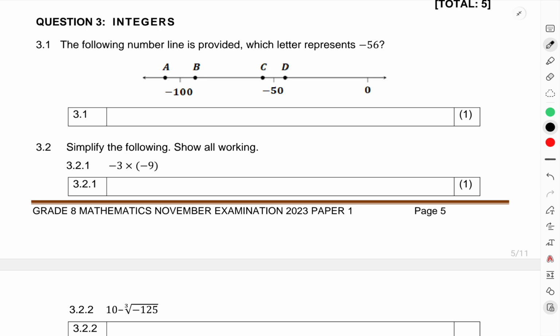The following number line is provided. Which letter represents negative 56? Obviously, we have a number line. Here we have our 0, meaning going that side, we're going to have positive numbers. Going that side, we're going to have negative numbers.